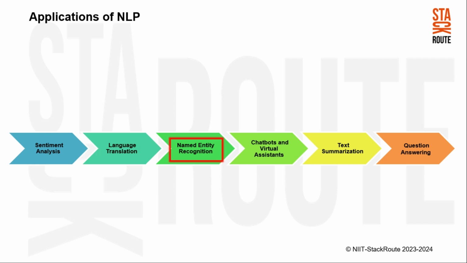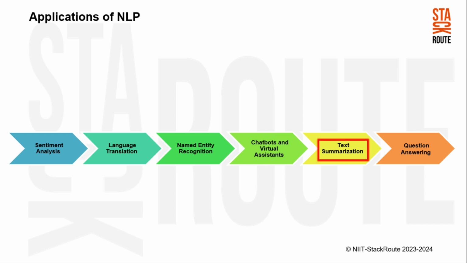Named entity recognition. NLP helps identify and classify named entities in text, enabling applications like information extraction, document indexing, and automated data analysis in fields such as news analysis or legal document processing. Chatbots and virtual assistants. NLP-driven chatbots and virtual assistants understand and respond to user queries in natural language, providing customer support, answering frequently asked questions, and enhancing user experiences.